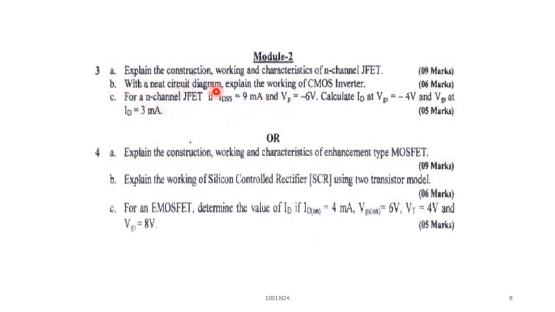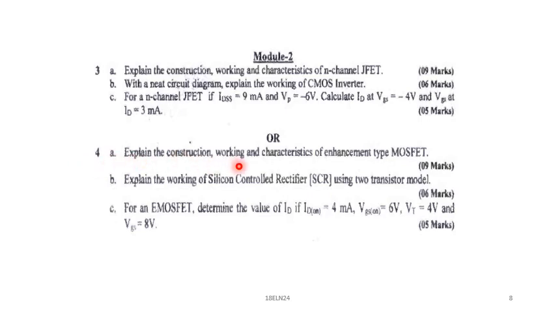3B is, with the neat circuit diagram, explain the working of CMOS inverter, in 6 marks. 3C is for N-channel JFET, if IDSS is equal to 9 milliamps and VP is equal to minus 6 volt, calculate ID at VGS is equal to minus 4 volt and VGS at ID is equal to 3 milliamps. This is asked for 5 marks. So the problem is related to JFET.